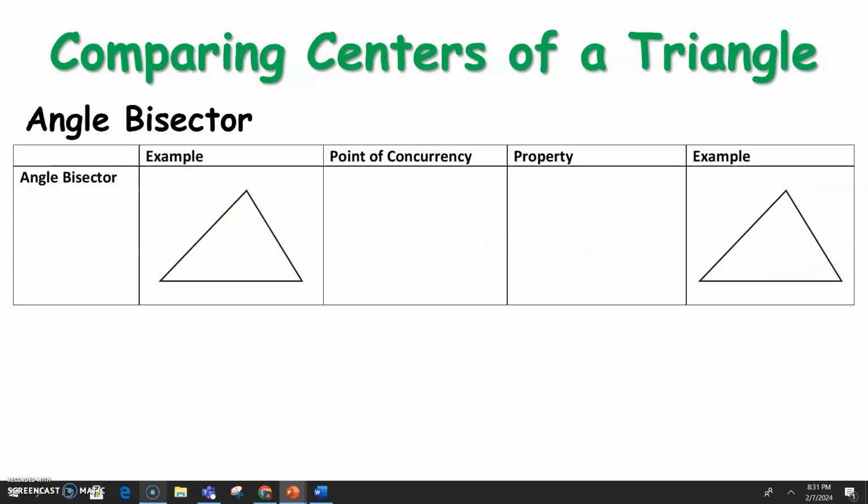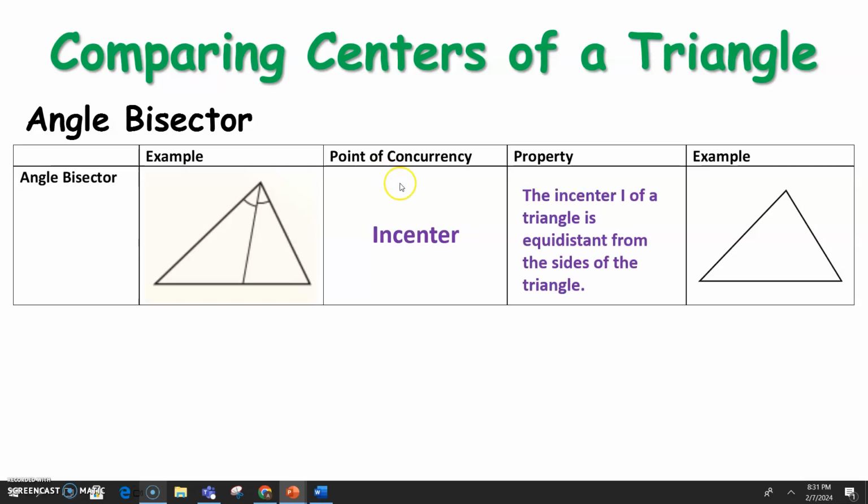All right, the next one. The next one we learned about was called the angle bisector. In this case, an angle bisector was a line that took an angle and cut it into two congruent parts. When we constructed all of the angle bisectors, we found a point of concurrency called the incenter. And we learned some cool properties about the incenter. We learned that the incenter of a triangle was equidistant from the sides of the triangle. That is, this point here was the same distance from each of the sides. Pause the video to jot this down.